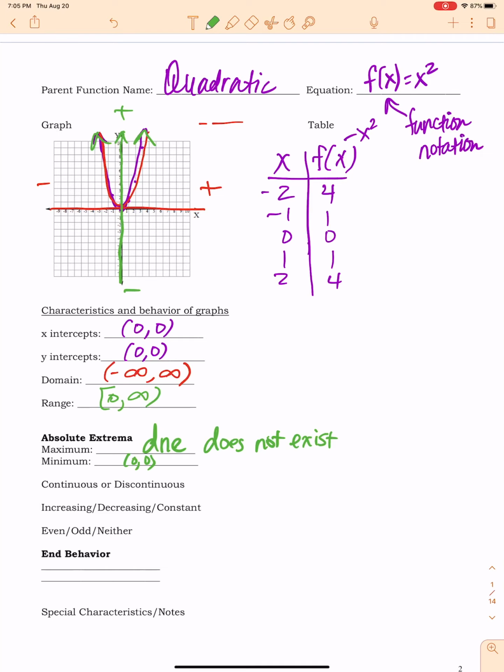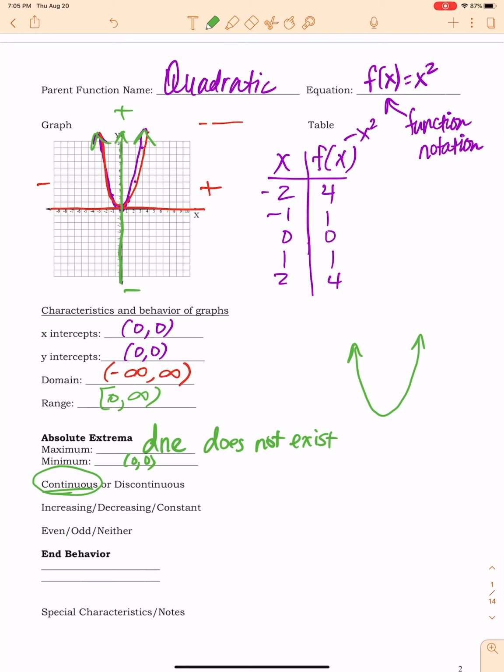All right, now we're going to talk about continuous or discontinuous. Well, the way to think about this is if it's continuous, that means you can draw it without picking up your pencil. Were we able to do that? We were. So this particular function is continuous. Are all of your functions continuous? No. That's why I gave you the parent function video so you can see all of the characteristics of each of the parent functions.